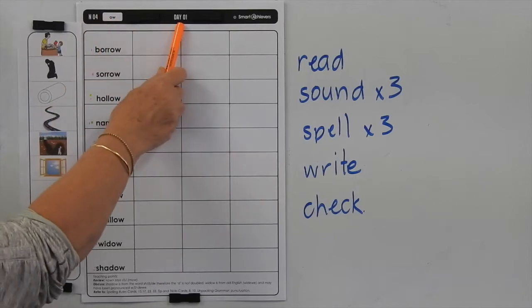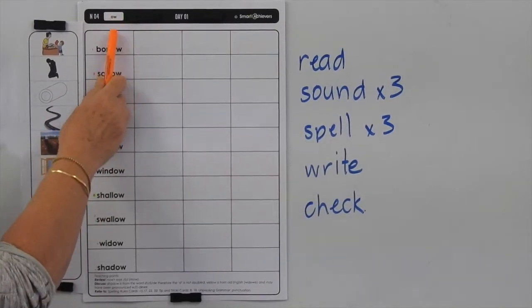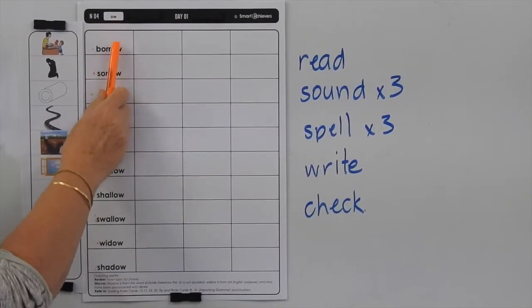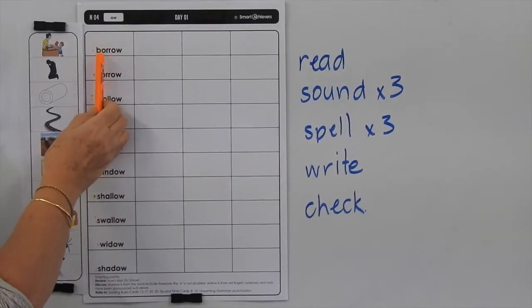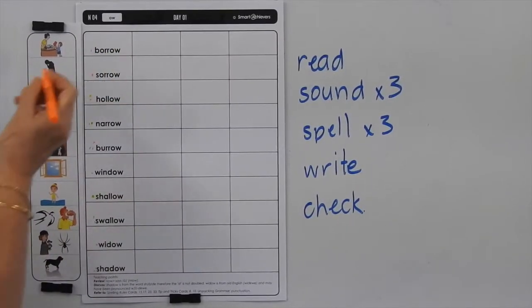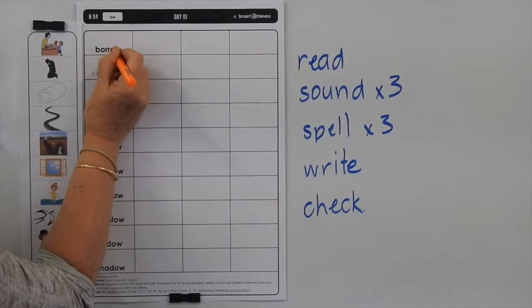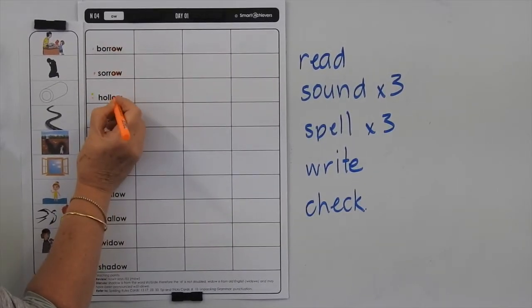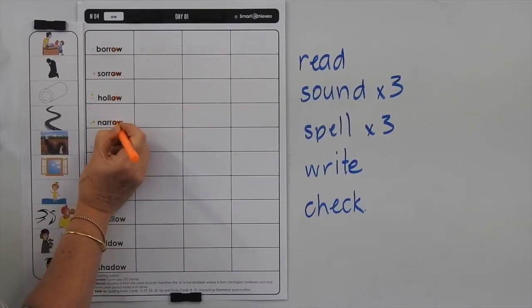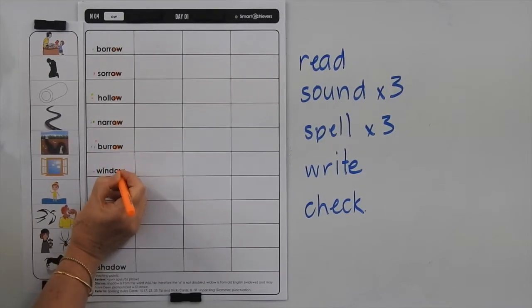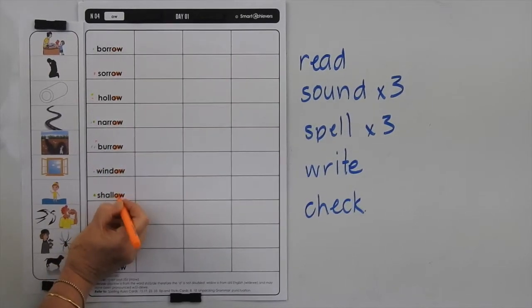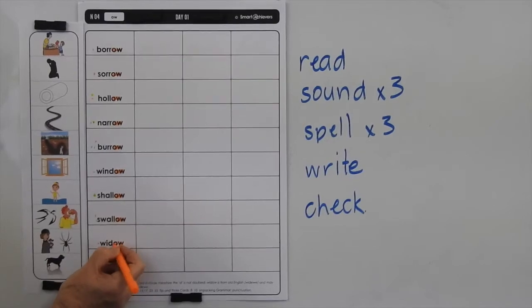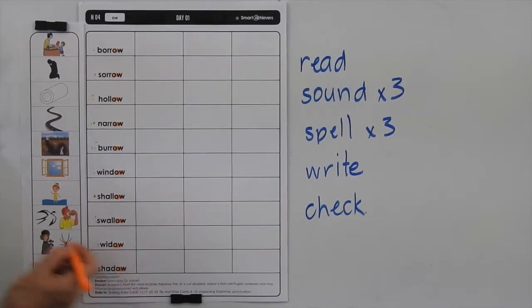List 4, day 1, and we've got the O at the end of these words, and we're using OW for the sound. So we've got borrow, let's highlight it as we go. We've got borrow, sorrow, hollow, narrow, burrow, window, shallow, swallow, widow, and shadow.